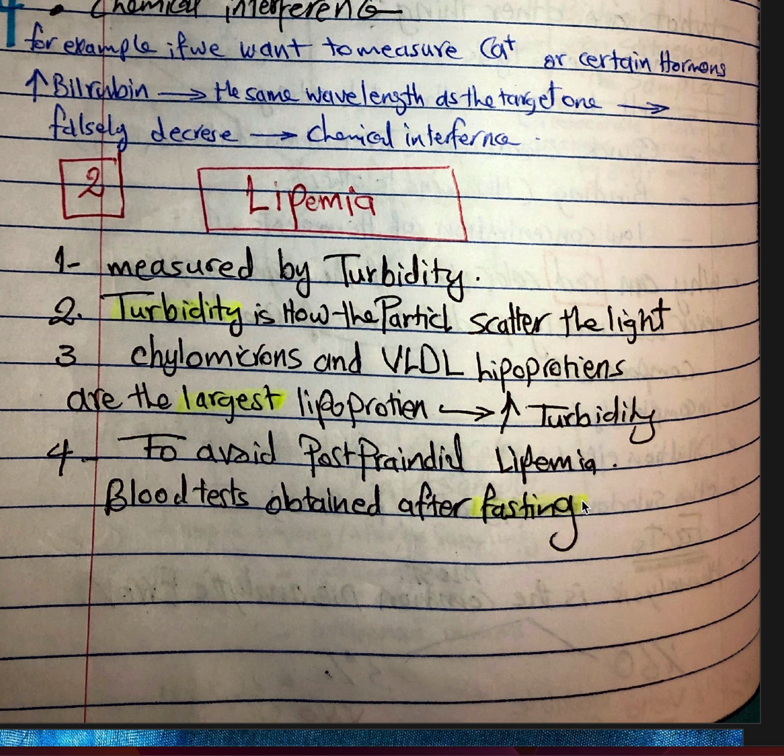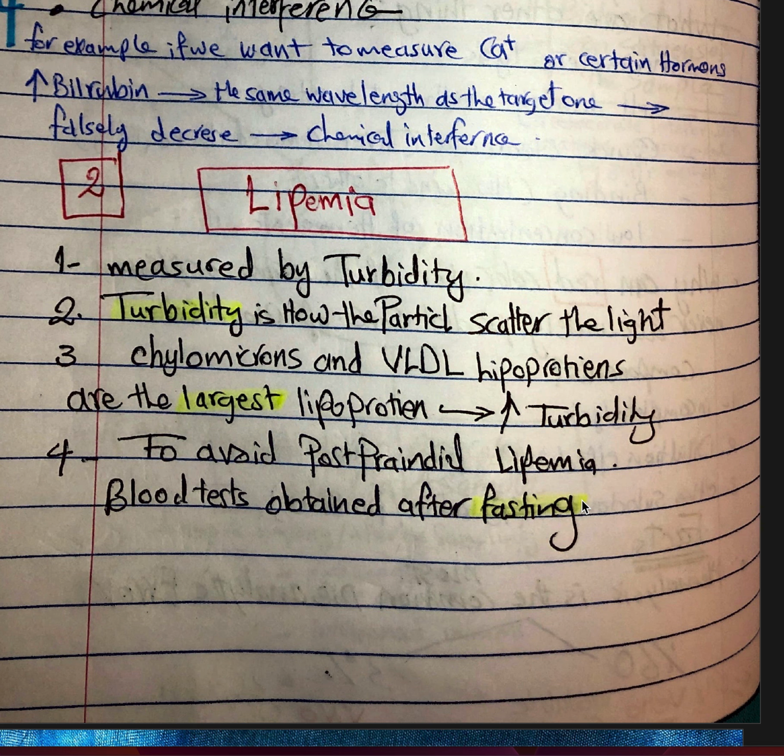So again, lipemia is measured by turbidity. Turbidity measures how these lipids scatter the light. Chylomicrons and very low density lipoproteins are the largest lipoproteins, and they increase the turbidity. To avoid postprandial lipemia, blood is obtained after fasting, like for example for a glucose level.